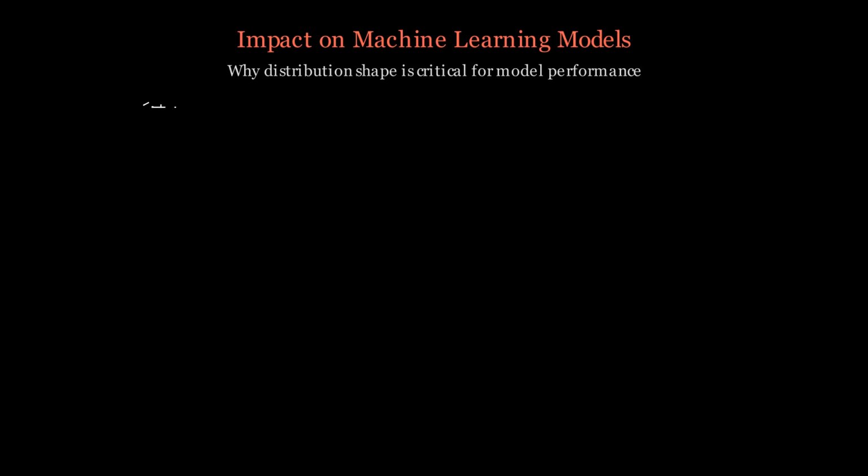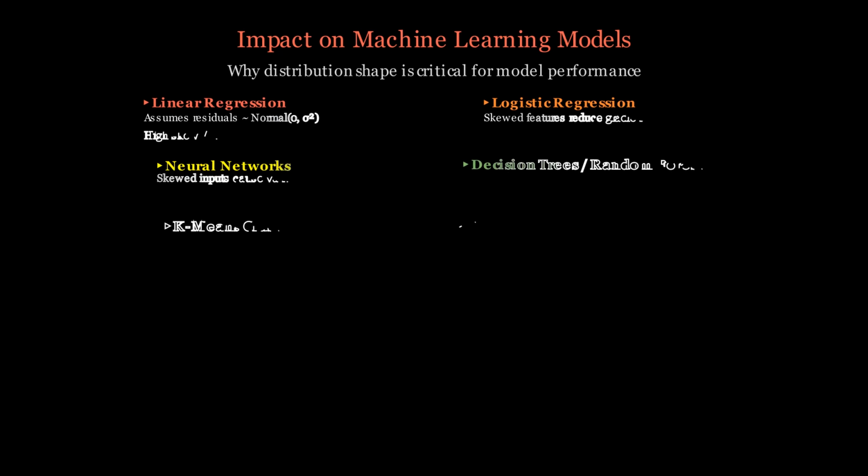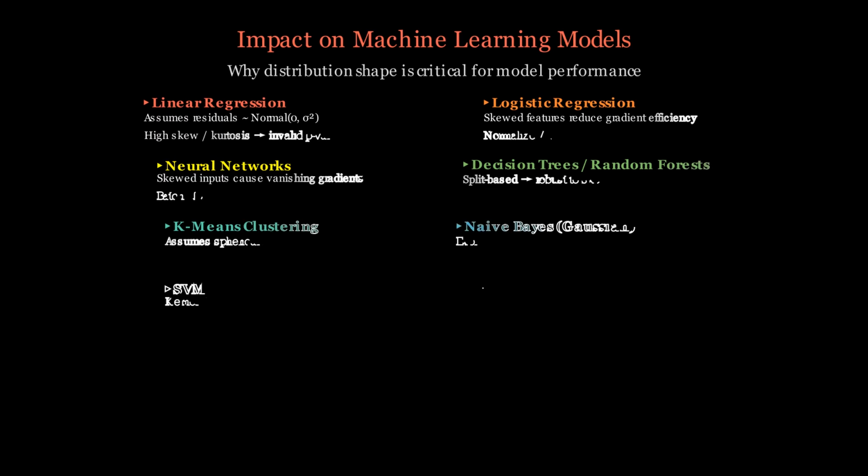Let's examine how skewness and kurtosis concretely affect machine learning models. Linear regression assumes normally distributed residuals. High skewness or excess kurtosis in your residuals invalidates p-values and confidence intervals. Logistic regression converges slower with skewed features, requiring normalization. Neural networks suffer vanishing gradients when input features are heavily skewed. Batch normalization helps, but transforming inputs beforehand is better practice.